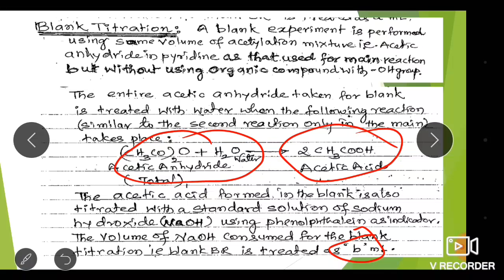This left unreacted acetic anhydride is treated with water and will give two molecules of acetic acid. Less acetic acid is formed in the first case, but more acetic acid is formed in the second case, that is the blank titration, because there is no reaction between the organic hydroxyl group and acetic anhydride, since we are not using the organic compound. So we will get the greater reading, that is B mL, for the blank titration.